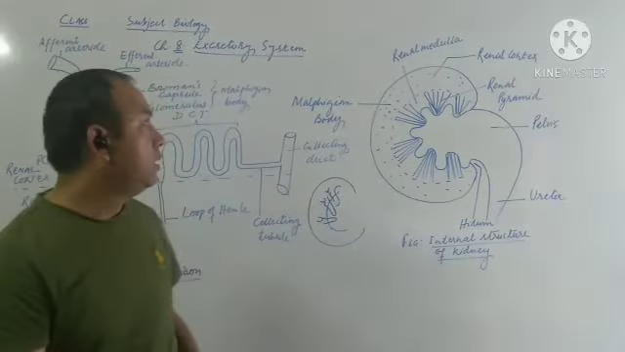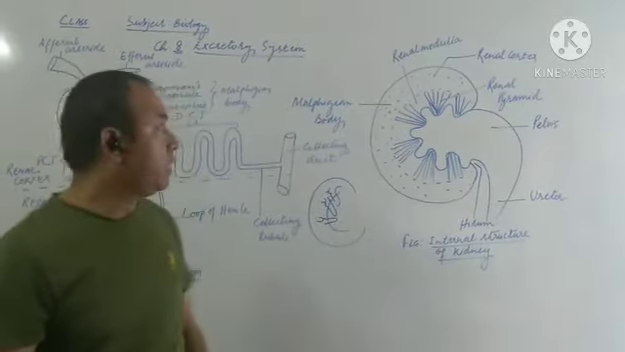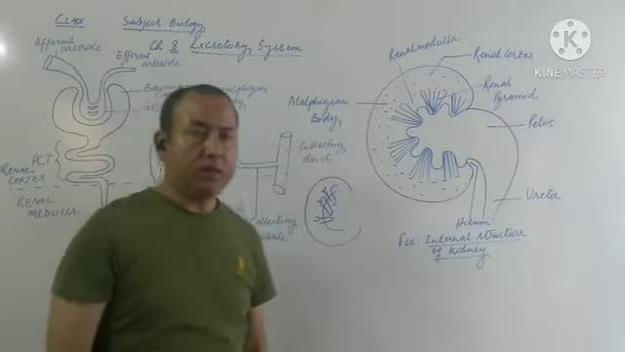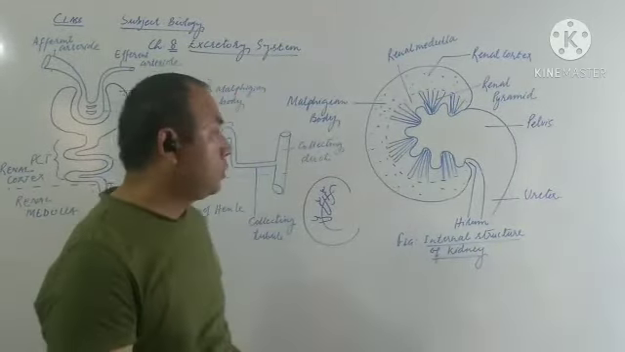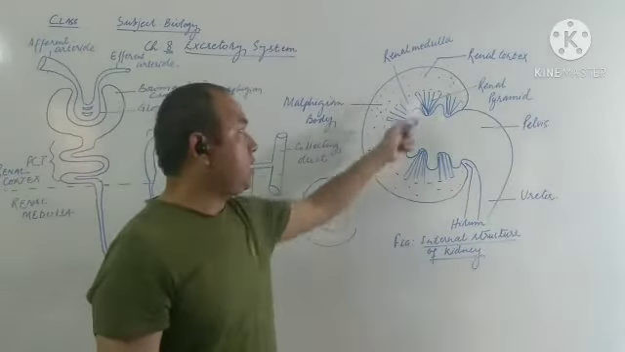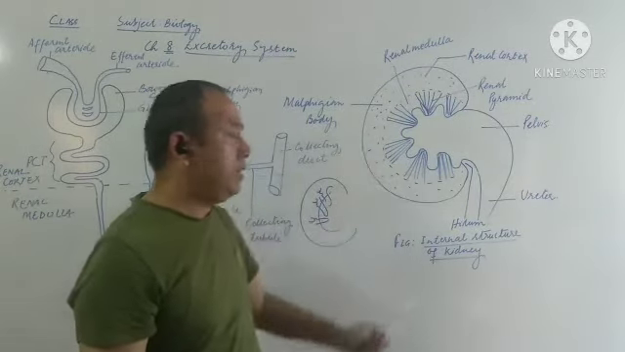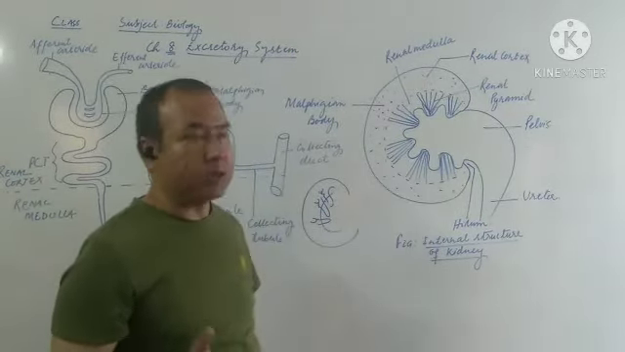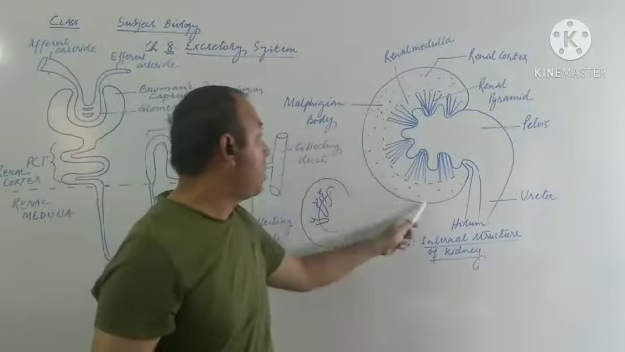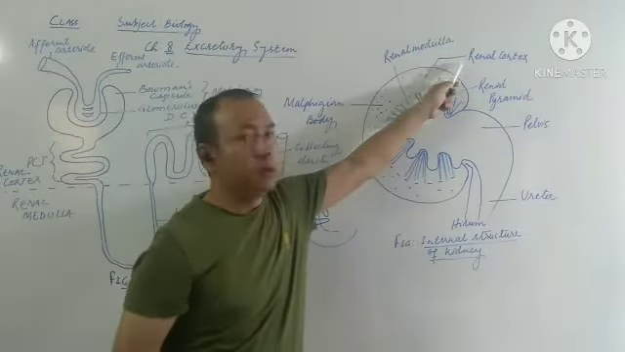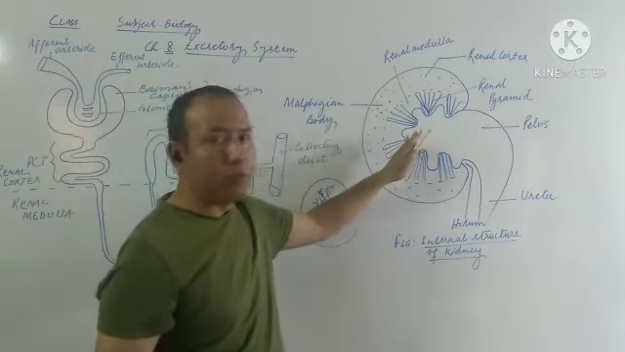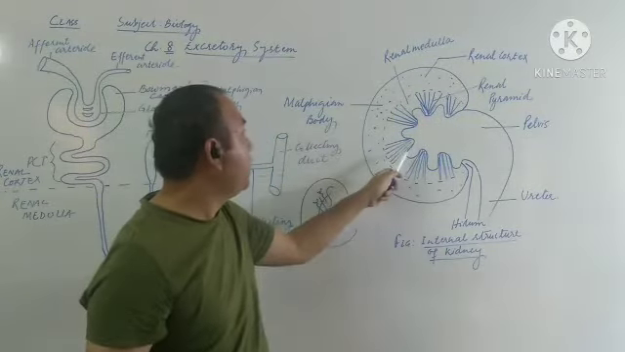Structure of kidney. I have drawn the diagram for you. So let us try to understand the internal structure of kidney from the diagram. Internally, as you can see in the figure, the kidney can be divided into two distinct regions. The outer region is called renal cortex, and the inner region towards the center is called renal medulla.